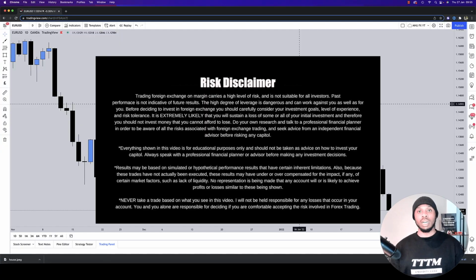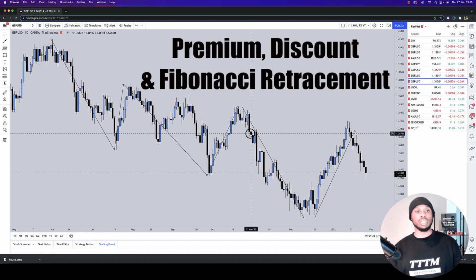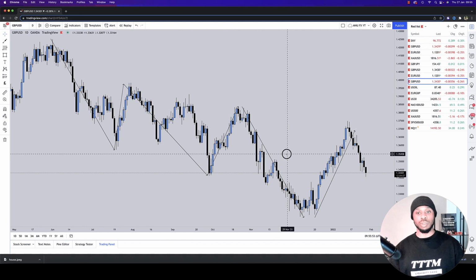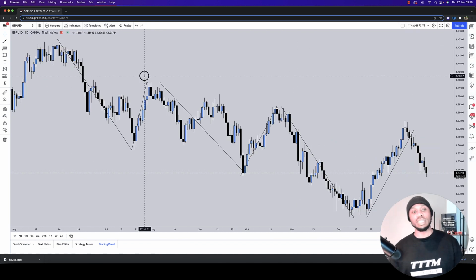So now we're going to be delving into market structure a bit more. And when we're talking about market structure, we need to think about something. Let's just say we're looking at GBP/USD and this is a downtrend. As you can see, price is making lower lows and lower highs. One thing to bear in mind is that price is always going to be moving from a premium to a discount, premium to a discount, premium to a discount. And what I mean by this is this.